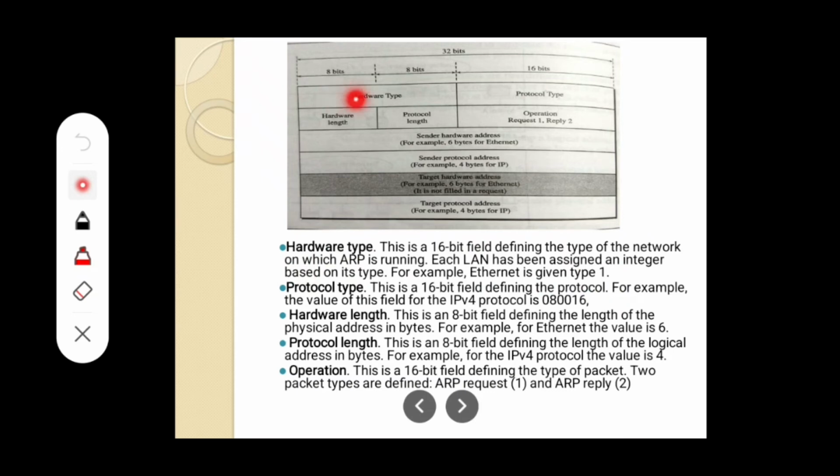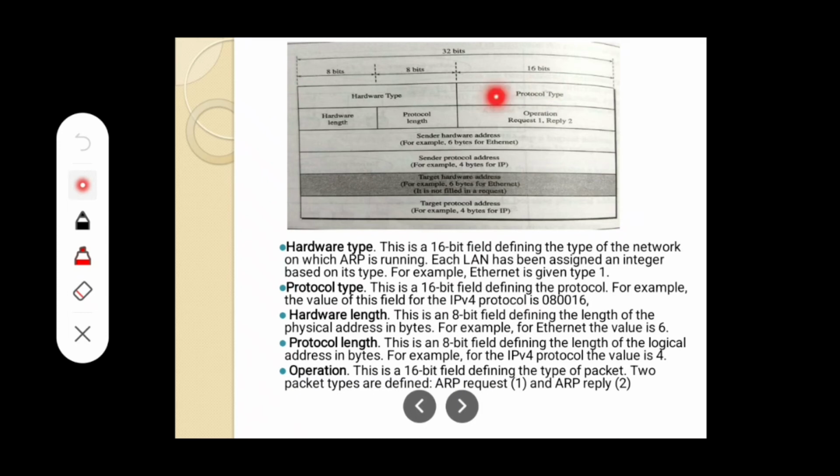Which network is ARP running on, whether it is a LAN, WAN or something else, or Ethernet or anything. So the type of network is the hardware type. Now the protocol type: this is a 16-bit field defining the protocol. Which protocol is being used? If it is IP, we have the protocol IPv4.